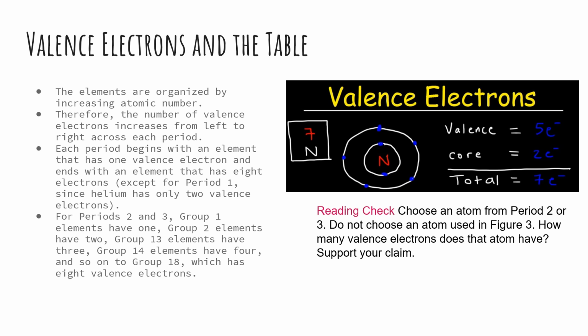So reading check. Choose an atom from period 2 or 3. Do not choose an atom used in figure 3. How many valence electrons does that atom have? Support your claim. So if we chose boron, it has 3 valence electrons, and I know this because it is in group 13.